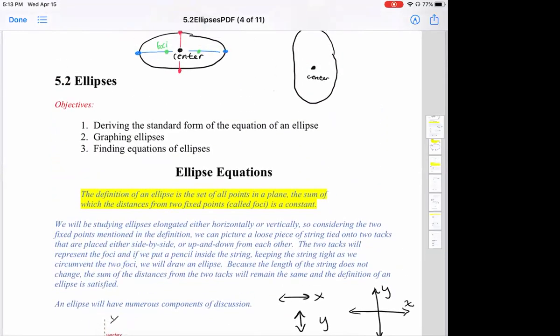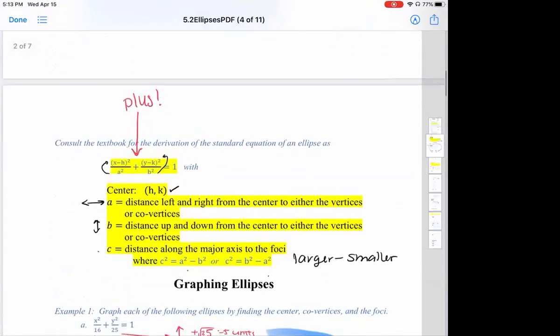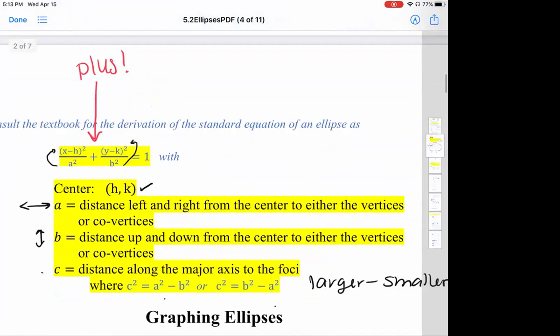Okay, so let's continue with 5.2. We talked about the ellipse, and it's a type of circle, and we have this formula that we need to remember: x minus h squared over a squared plus y minus k squared over b squared. It is always equal to 1, and your center is always (h, k). If there isn't a number, then we assume it's a 0, just like we did for the circle.